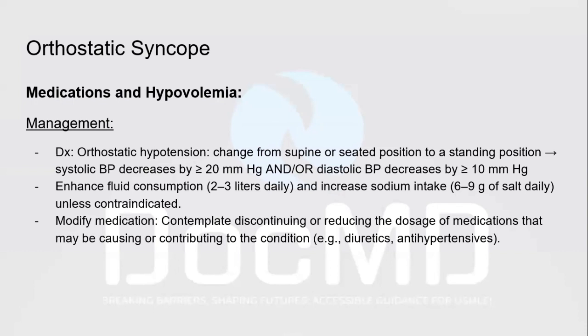All right. So what do we have to do for this? How do we manage this? Depending on the situation, we are going to enhance the fluid consumption for someone who doesn't have enough fluids, hypovolemic. Okay, we're going to increase the sodium intake so the blood stays in the vessels. Okay, we're going to increase the osmolarity unless contraindicated, for example if someone has kidney disease, liver disease, cirrhosis, so we are not going to overload them with volume.